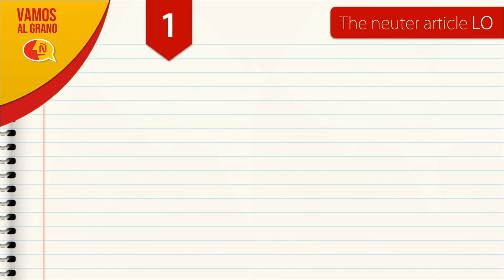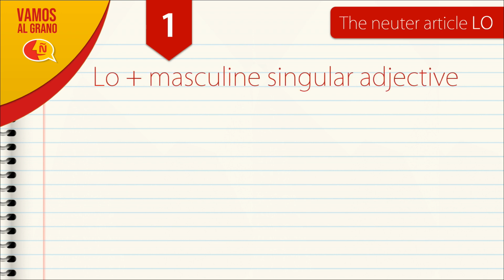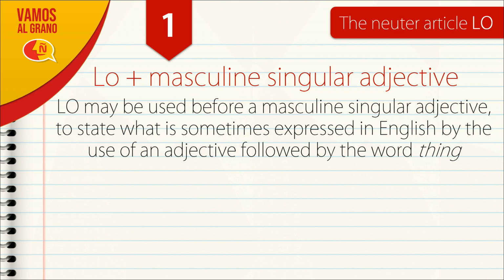The first way in which you can use lo is when it's followed by a masculine singular adjective. Lo may be used before a masculine singular adjective to state what is sometimes expressed in English by the use of an adjective followed by the word thing. Take a look at these 2 examples.